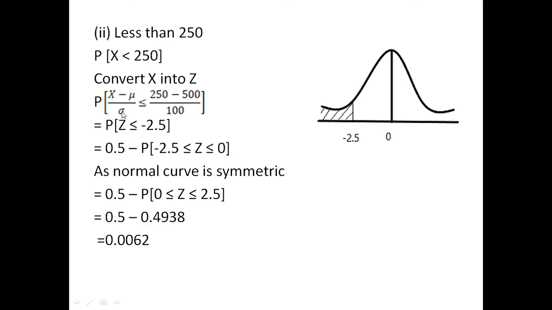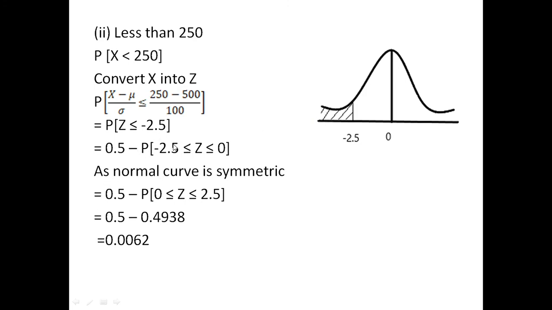Again, less than will come to the negative side. When we have converted it, it will come to the negative side, and again we are going to use the same technique, because we don't know the lower limit. We know that half area is equal to 0.5, so I have written 0.5. Then I will subtract this area from 0.5, and then I automatically get the required area. So I have subtracted it.